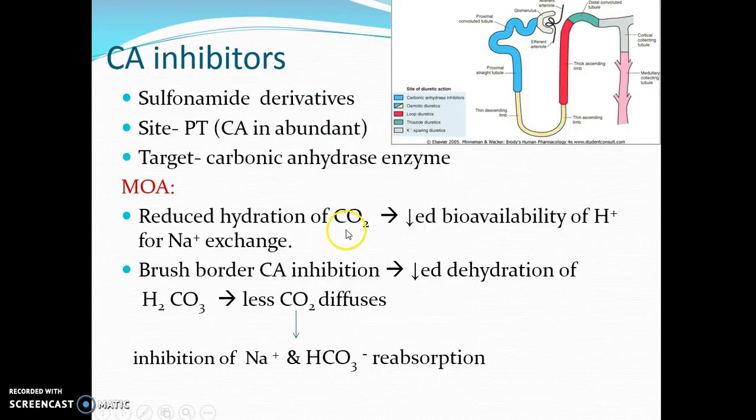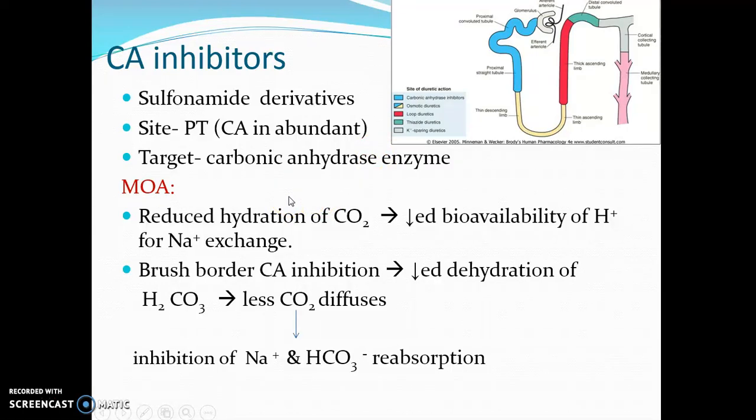The next group is the carbonic anhydrase inhibitors. So we have carbonic anhydrase inhibitors like acetazolamide, dorzolamide, brinzolamide. The site of action is the proximal tubule, mainly the proximal tubule, where there is presence of carbonic anhydrase. It is also a sulfonamide derivative, and the target of action is the enzyme known as carbonic anhydrase.